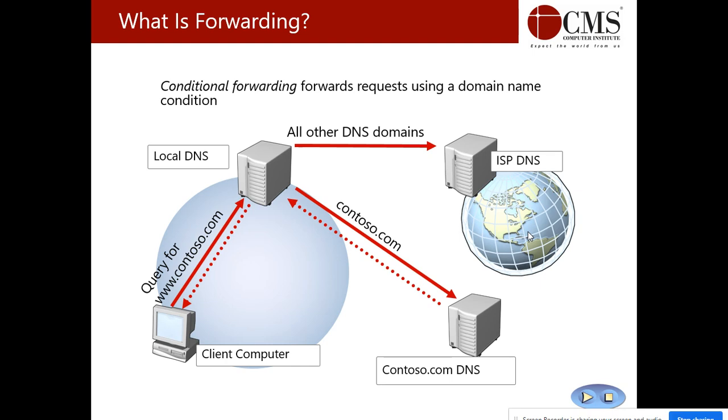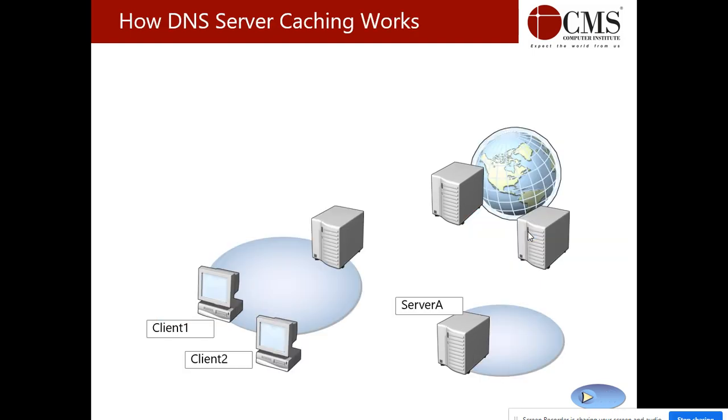Any queries belonging to contoso.com, search with this IP address only. Forward the query to this IP address only. Don't search the entire information. That is called a conditional forward. This is a catchy one, guys, understand. Look at here. Very good one.